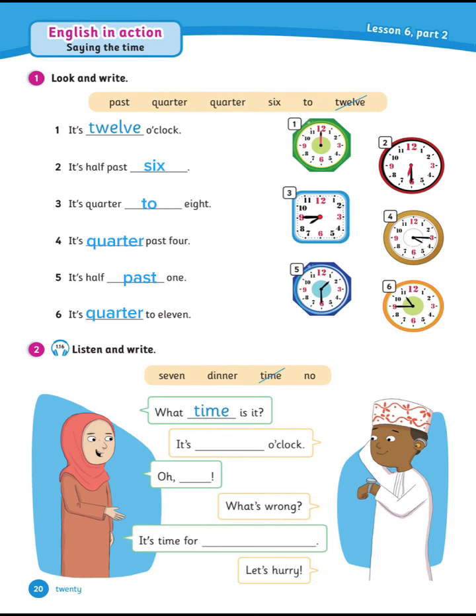Exercise number 2. Listen and write. Listen to the conversation and complete the missing words using the words in the box above. Listen carefully. What time is it? It's 7 o'clock. Oh no! What's wrong? It's time for dinner. Let's hurry. Now, check your answers.